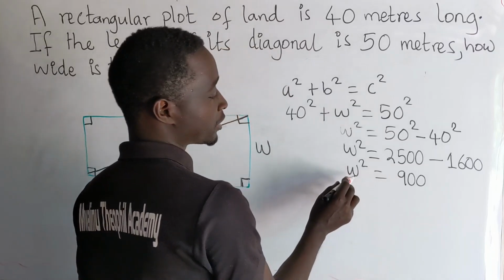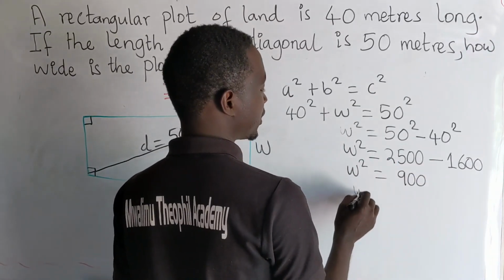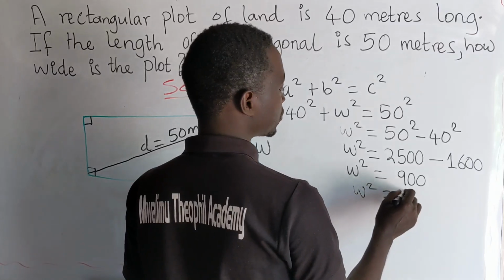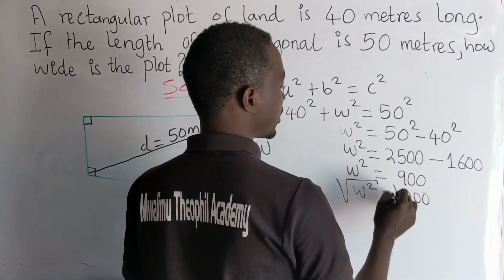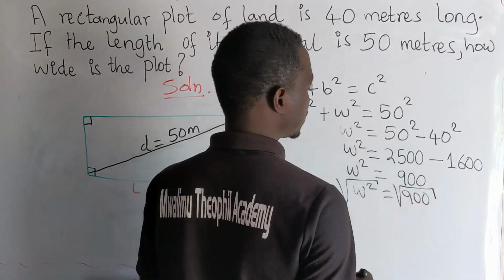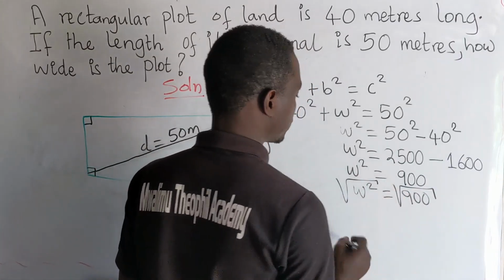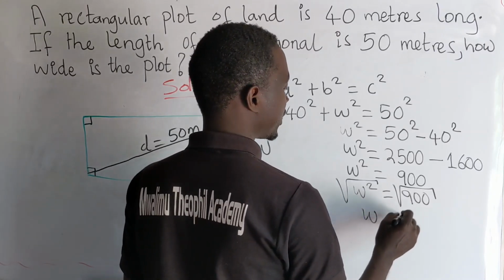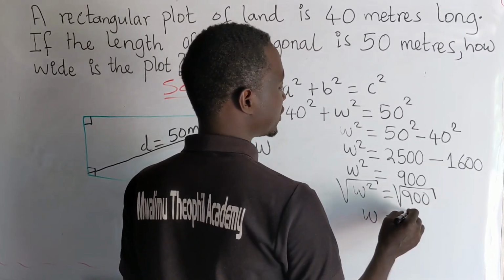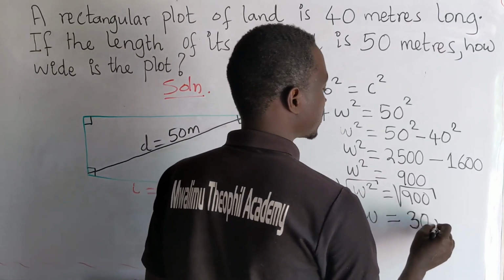Now, to get this W, we apply square root both sides, where it becomes W square is equal to 900. We apply square root here to W square and the square root here to 900. As we know, this is a length, so it should be positive. Now, here we are left with the W, and here square root of 900 is 30. As the lengths are given in meters, it is 30 meters.